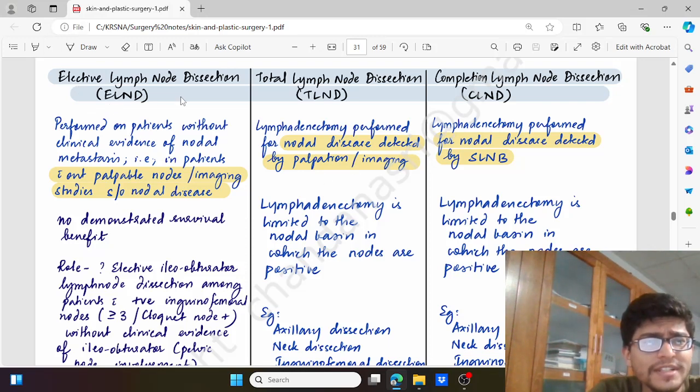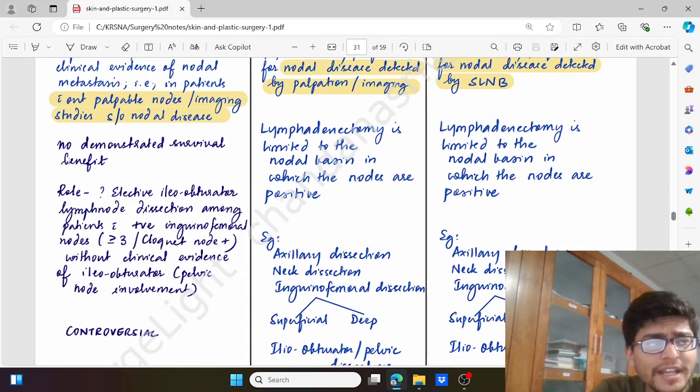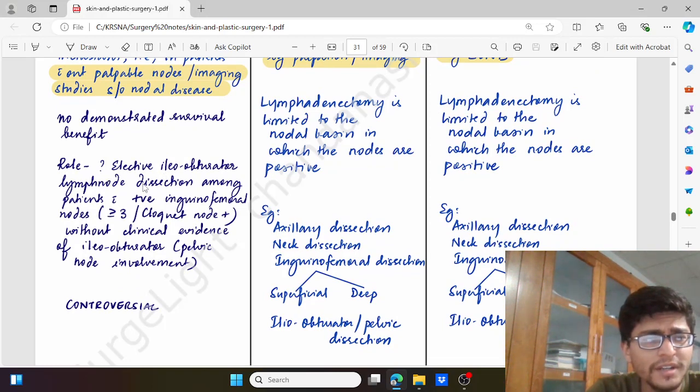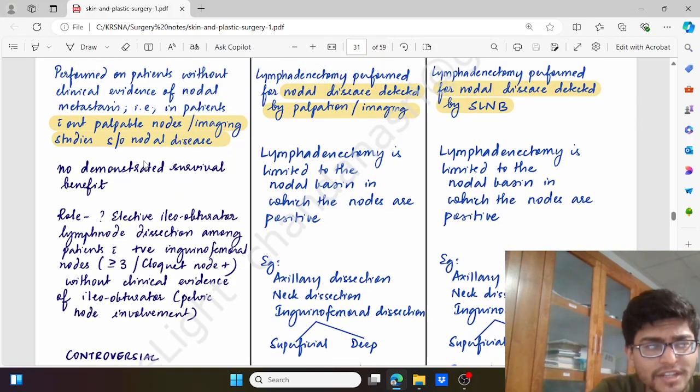That is elective lymph node dissection, ELND, performed on patients without clinical evidence of nodal mets, and in patients without palpable nodes or imaging study suggestive of nodal disease. So it has no added survival benefit. Role of elective ilioobturator lymph node dissection among patients with positive inguinofemoral nodes, more than 3, Cloquet node, without clinical evidence of ilioobturator pelvic node involvement. So this is controversial. Ilioobturator lymph node dissection.